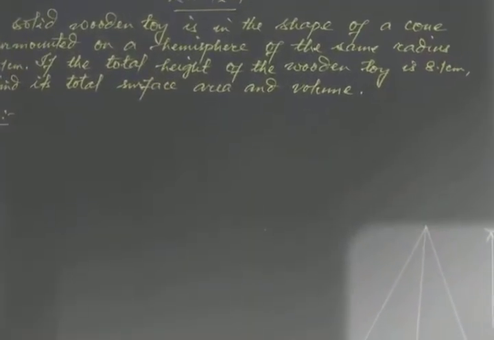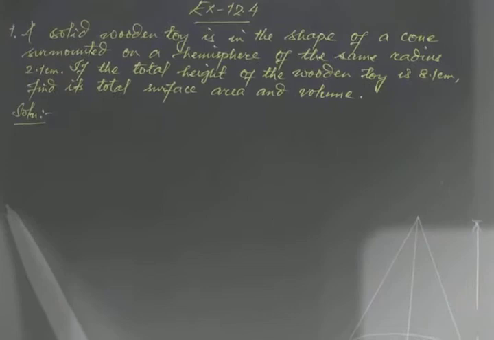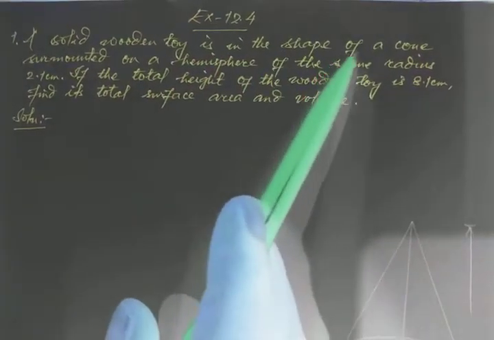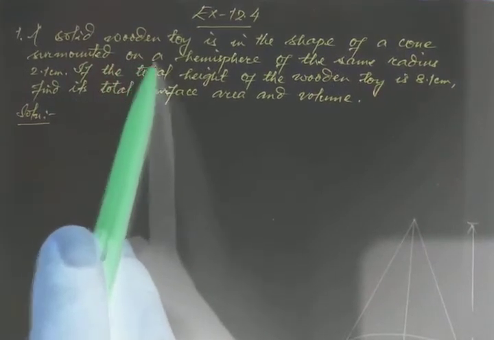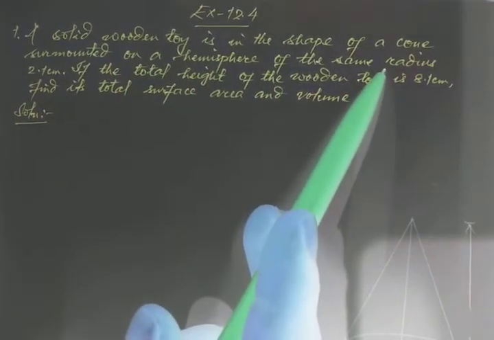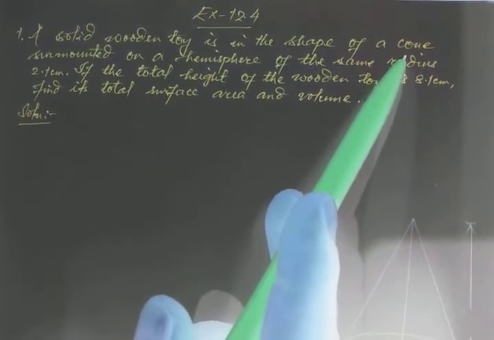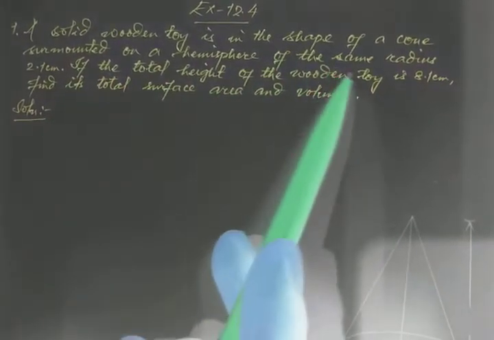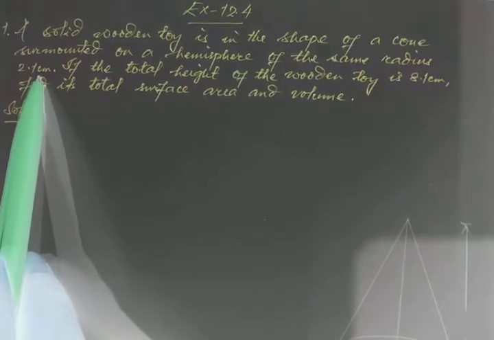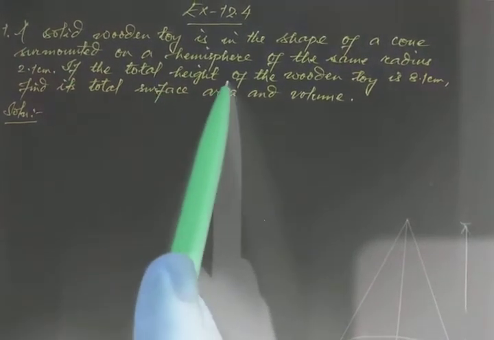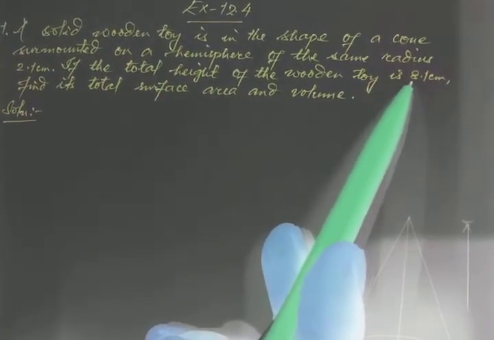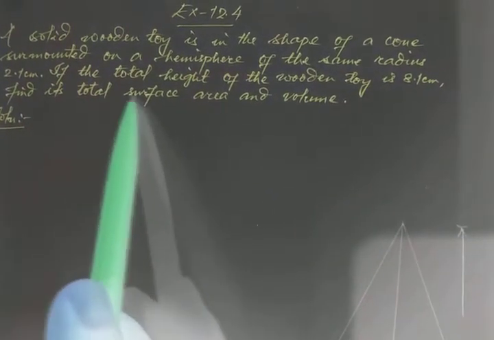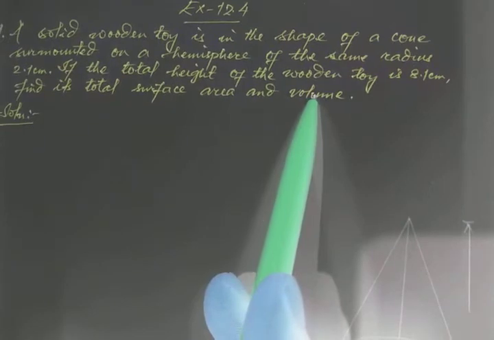Exercise 12.4, question number 1. A solid wooden toy is in the shape of a cone surmounted on a hemisphere of the same radius. That means a cone is placed on top of a hemisphere. The same radius, 2.1 centimeter. If the total height of the wooden toy is 8.1 centimeter, find its total surface area and volume.